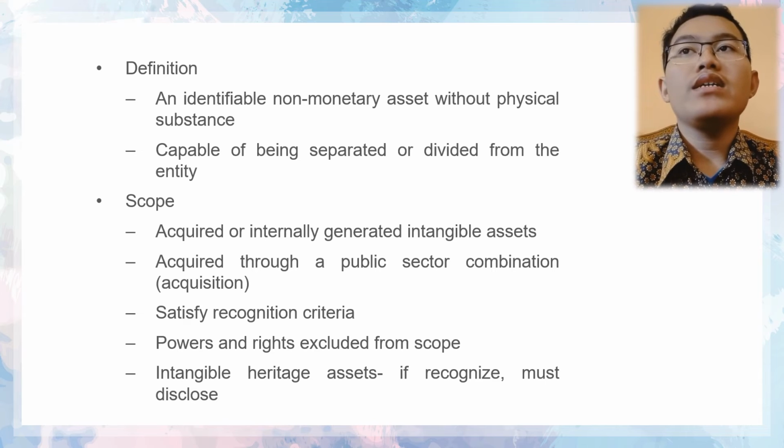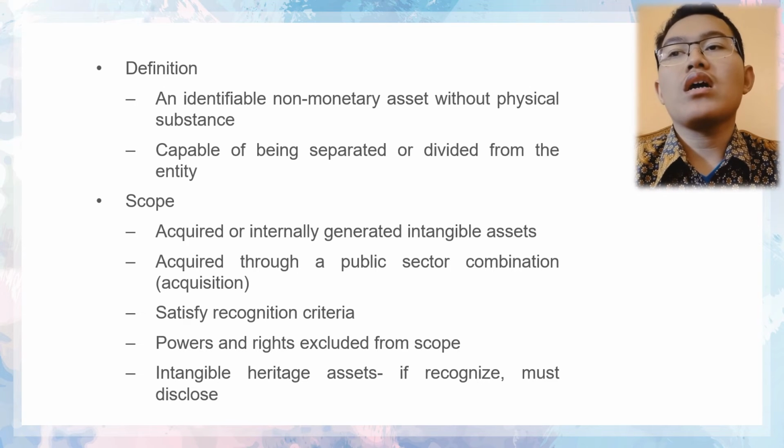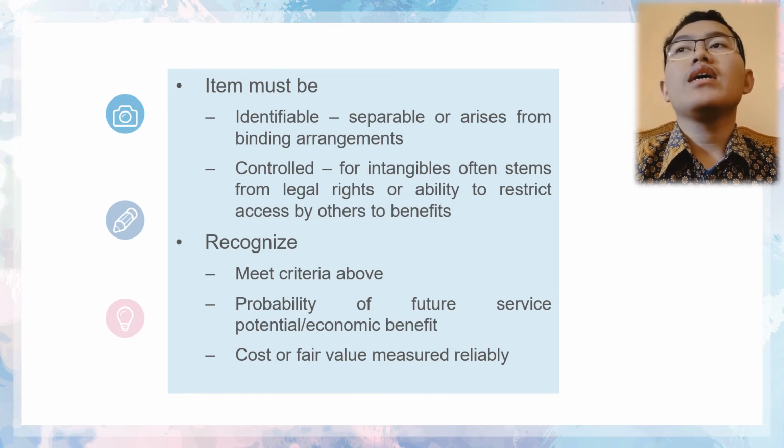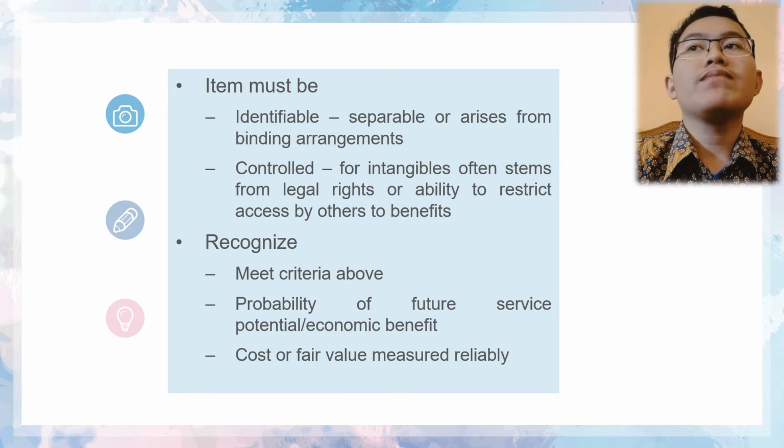Definition: an identifiable non-monetary asset without physical substance, capable of being separated or divided from the entity. Scope: acquired or internally generated intangible asset, acquired through a public sector combination or acquisition, satisfying recognition criteria. Power and right are excluded from scope. Intangible inheriting asset, if recognized, must be disclosed. Item must be identifiable, separable, or arise from binding arrangement.